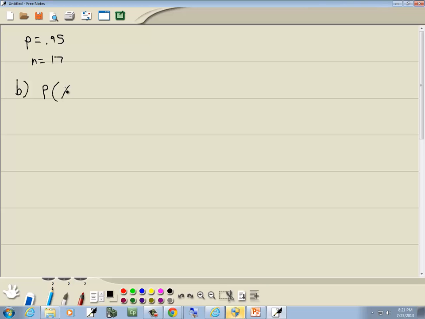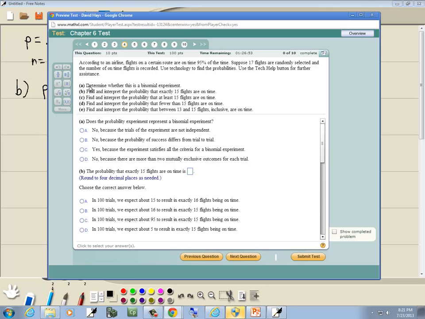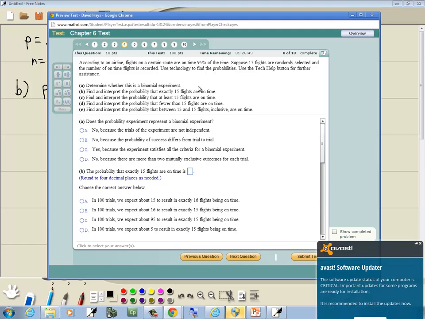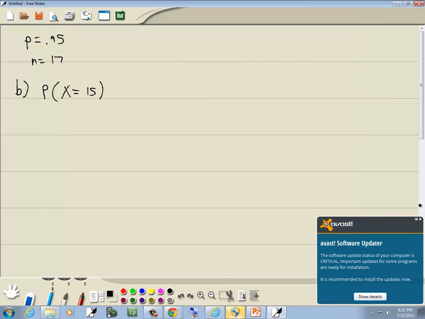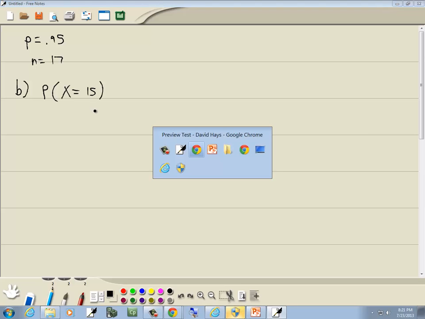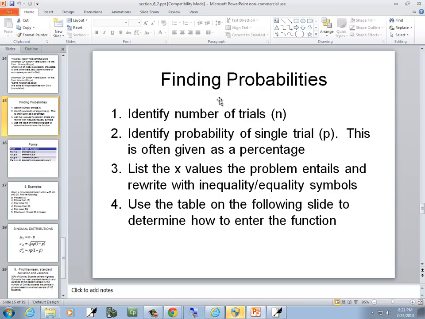So we're looking at x is equal to 15. Exactly 15. Now it's always useful to write down the x values you're referring to here. So let's come over here. This is finding our probabilities. We identify a number of trials n, which we did. We found p, which we did. List the x values the problem entails and rewrite with inequality or equality symbols. And then use a table in the following slide to determine how to enter the function.